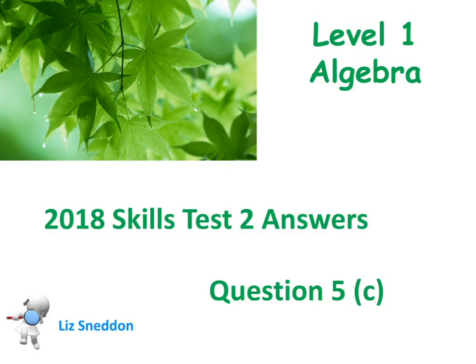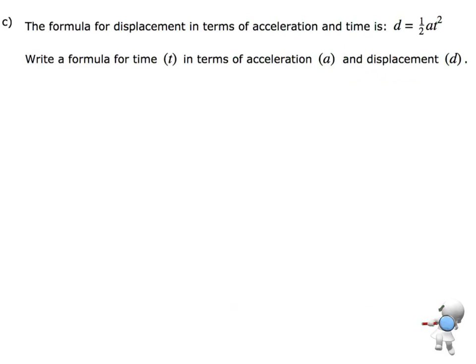Here's the answer for question 5C. So we've been given a formula here, d equals a half a t squared, and that's a formula for displacement. And they want us to write a formula for time in terms of the acceleration and displacement.